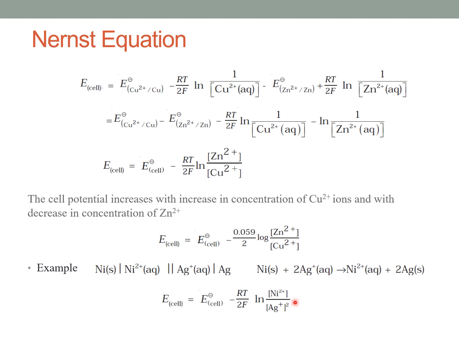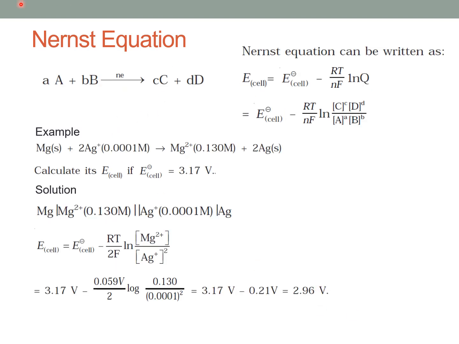So Ag plus squared it becomes. So like that we can take it. And now for a general redox reaction, consider a times capital A plus b times capital B. A and B are the reactants, C and D are the products, and a, b, c, d are their coefficients, the number of moles as per the balanced reaction.